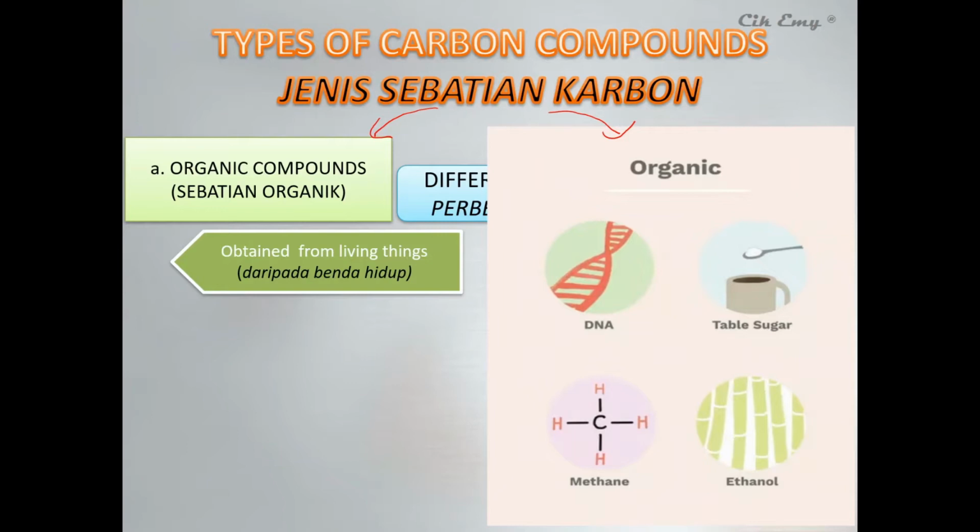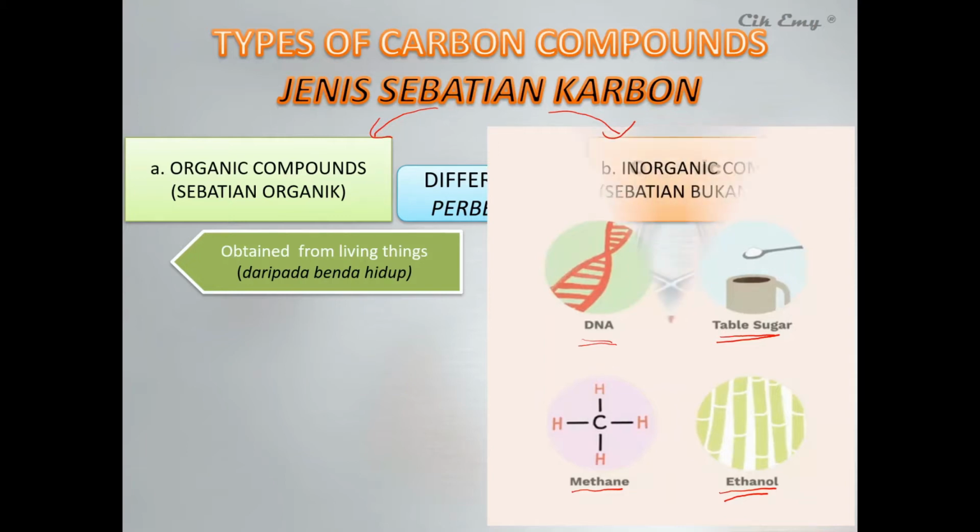So these are examples of organic compound. You have DNA, protein, table sugar, gula. Okay, this one comes from the sugar cane, and then you have methane, a type of natural gas, comes from the fossil fuels, and then you have ethanol, a type of alcohol, comes from the fermentation of sugar. Okay, awak nampak ni semua adalah berasal daripada benda hidup, daripada pokok, daripada tumbuhan.